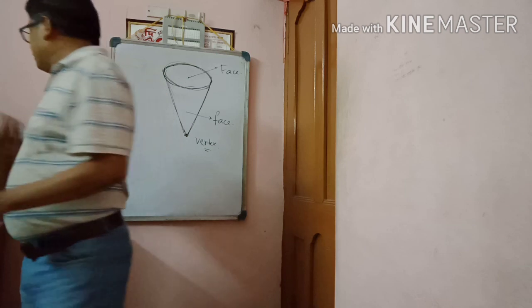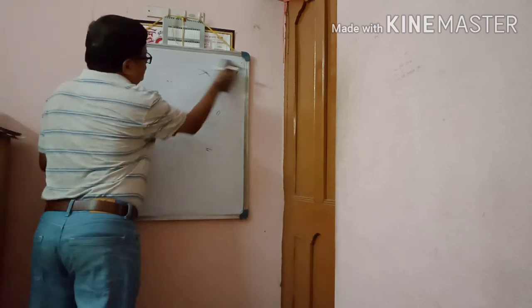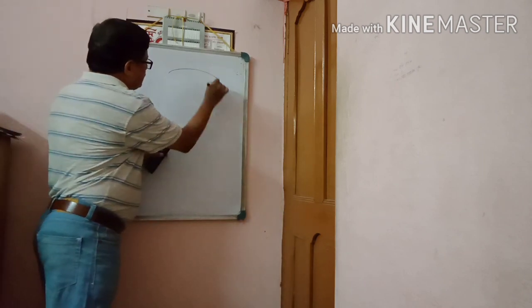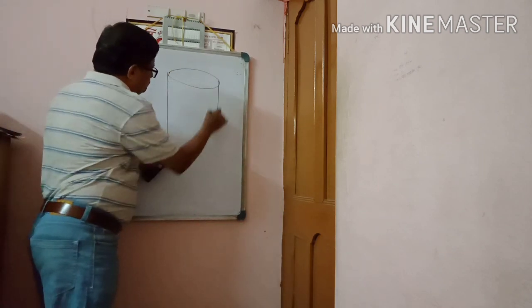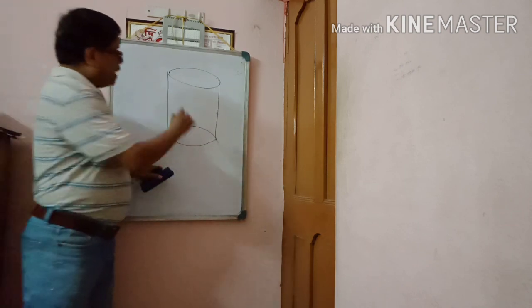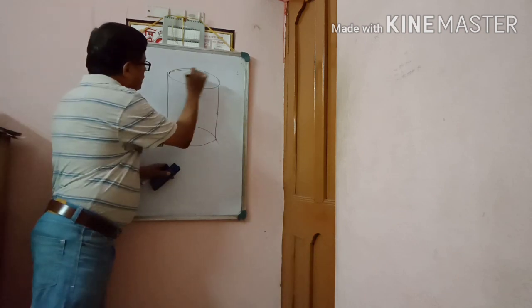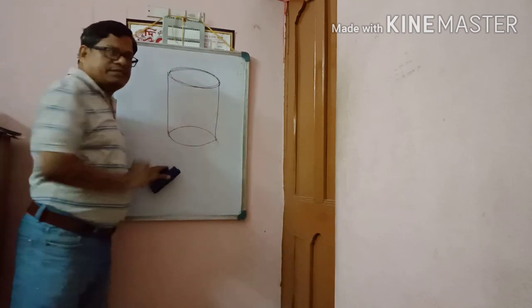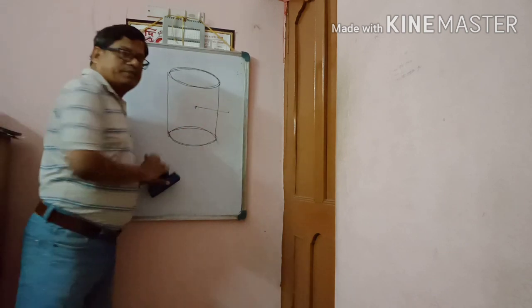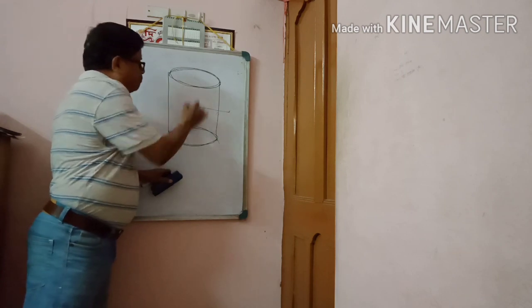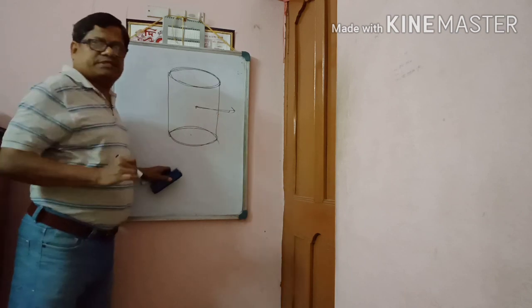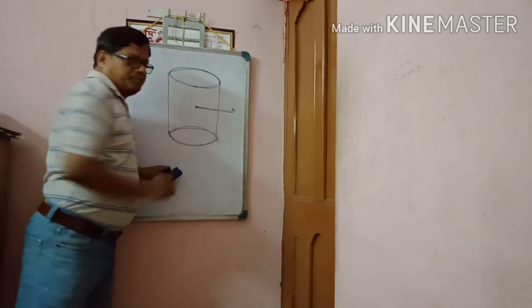Wait one minute. See again, a right circular cylinder. See this type of figure. How many faces are there? Look here. First, this is one face. This is also one face. And this part is also one face. So two are plain faces and another is a curved face.